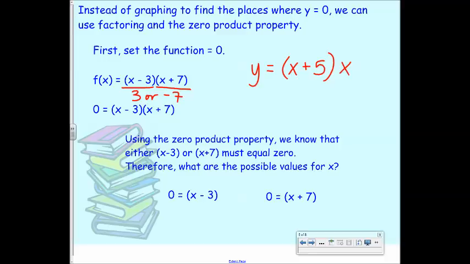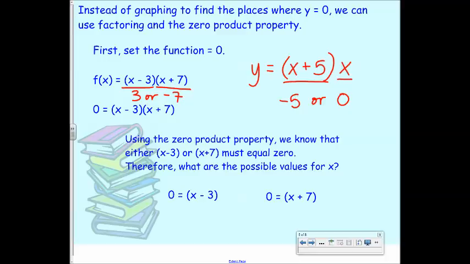How many factors do I have here? 2. This is a factor, and this is a factor. What would make this factor 0? -5. What would make this factor 0? 0. So how many answer choices do I have? 2, but one of them just so happens to be 0. Okay? So all of this comes to what we're going to do next.